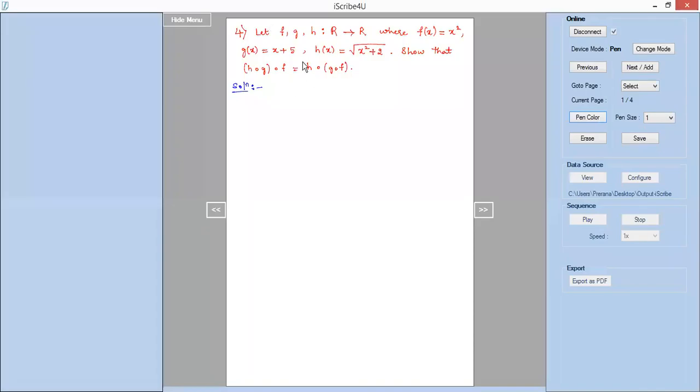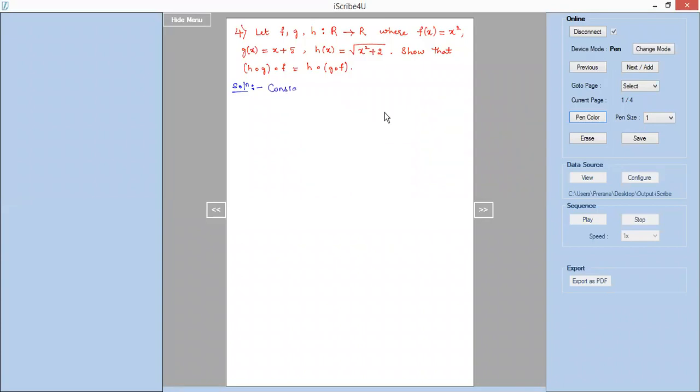Since all the three functions f, g, h are functions from R to R, the set of all real numbers to the set of all real numbers, the composition of these three functions will also be a function from R to R only. So let us first consider any element x belonging to the set of all real numbers. Let us consider h composition g of x.